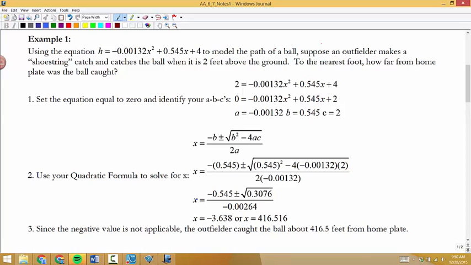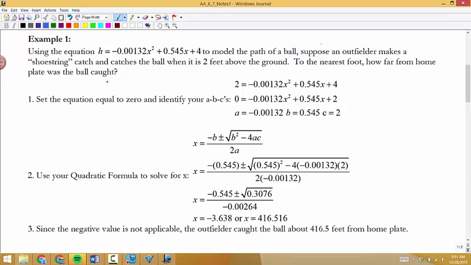Alright, example 2, or example 1, excuse me, the second one that we're going to do is more of a real life example. It says, using the equation h equals this right here, to model the path of a ball, suppose an outfielder makes a shoestring catch and catches the ball when it is 2 feet above the ground. To the nearest foot, how far from home plate was the ball caught?